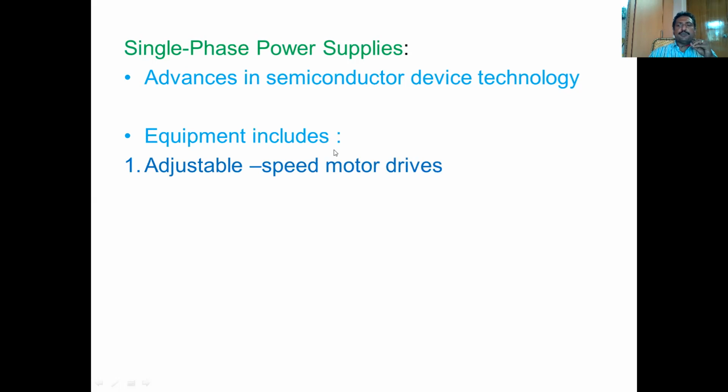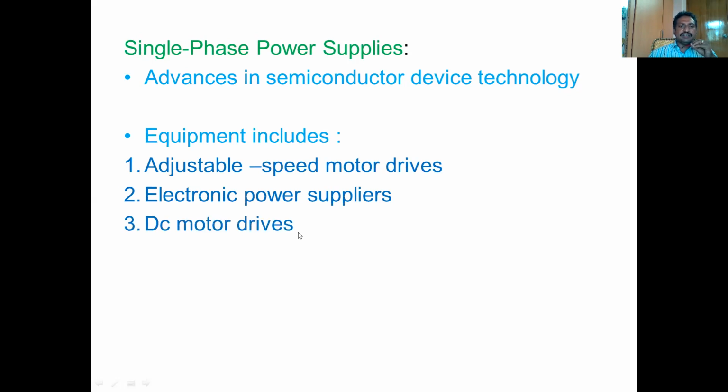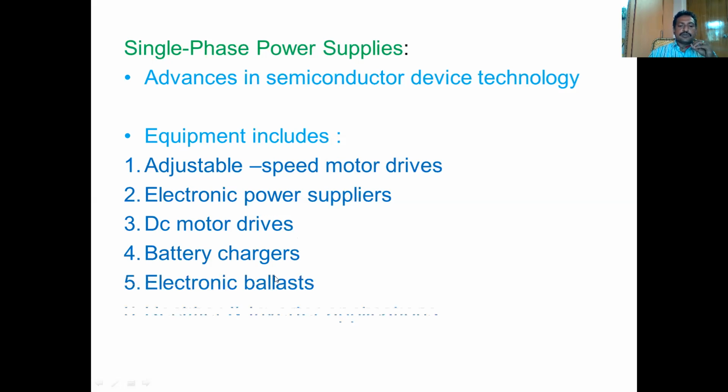And the second is equipment. What are the different equipment? Adjustable speed motor drives, already explained many times. Electronic power supplies, already explained in the earlier video. DC motor drives. You know that you want to control the speed of the motor, for example for traction purposes. In case of traction, all the motors are DC motors only. So when these DC motors are used, there is a chance to produce harmonics. Battery chargers, electronic ballasts, rectifiers and inverter applications.